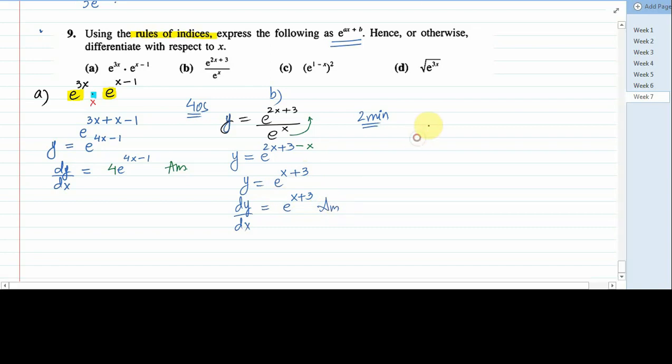After that, moving on towards the next part, it's part C, e to the power 1 minus x and its whole square. Alright, so how are you going to start with this solution? First give it a try. You have a time of 2 minutes for this question and then I will explain. So start.